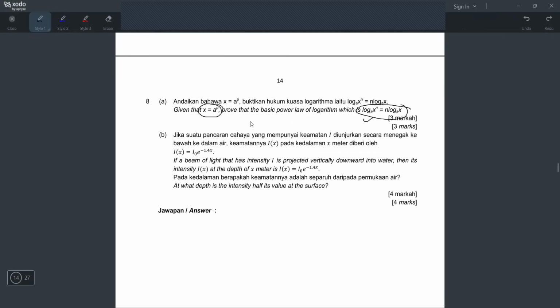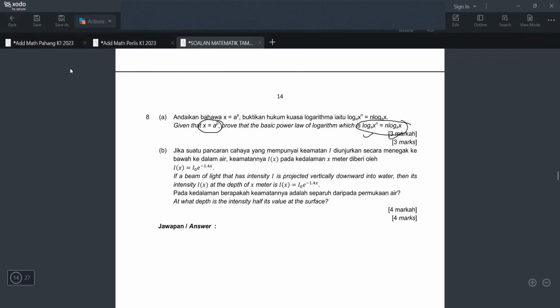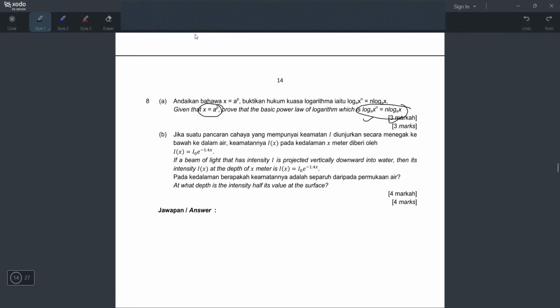So how do we prove this? Actually, I will not do it now. I just want to show you all the proving questions for the logarithm chapter. They might ask you to prove the power law or power rule, which is this one: log x power n base a equals n log x base a. This is one of the proving questions that might come out for the log chapter.